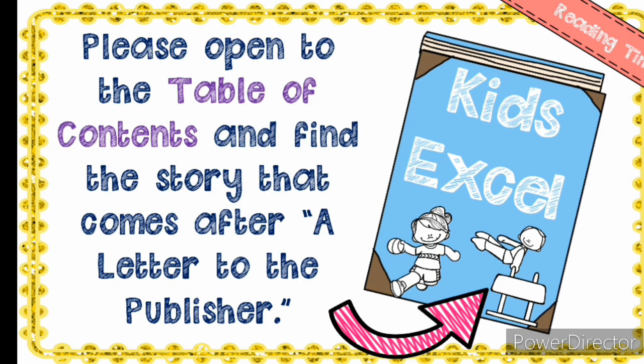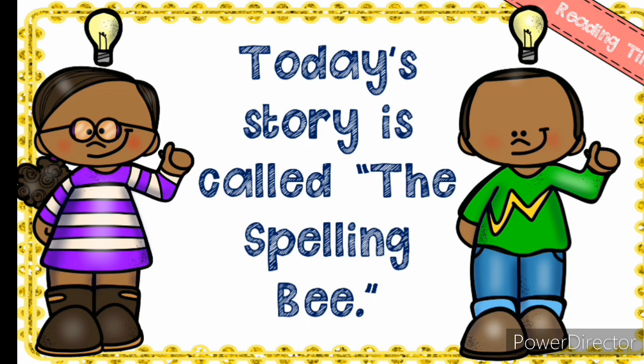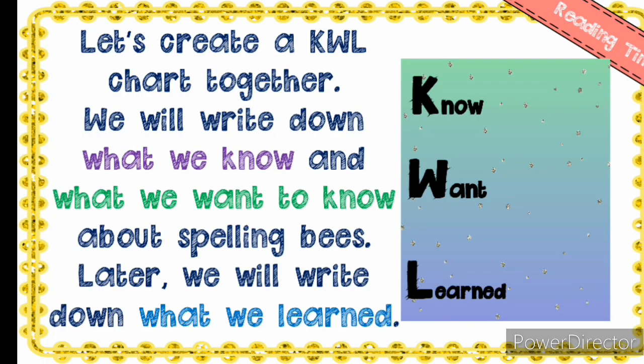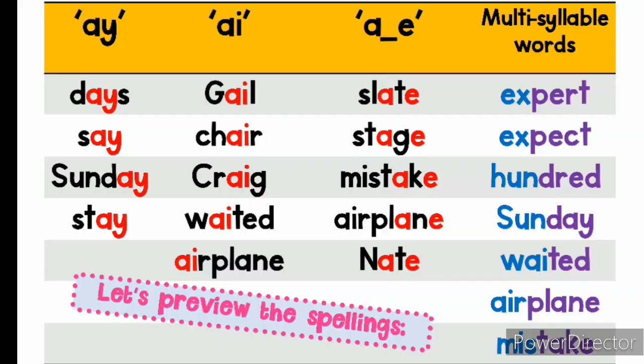Please open to the table of contents and find the story that comes after a letter to the publisher. Today's story is called The Spelling Bee. Now let's create a KWL chart together. We will write down what we know and what we want to know about spelling bees. Later we will write down what we learned. That KWL represents know, want, and learned.